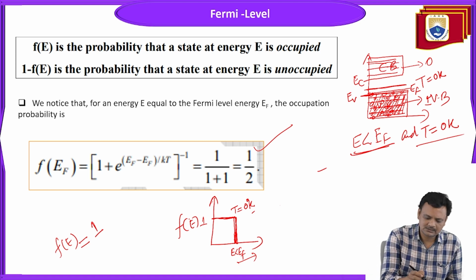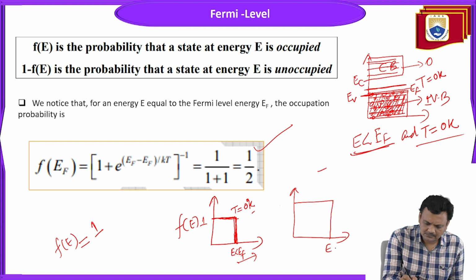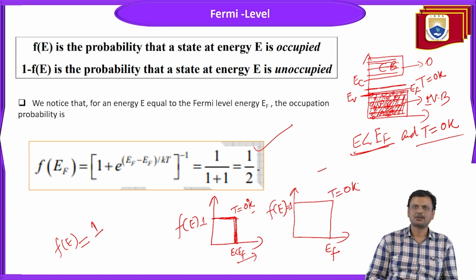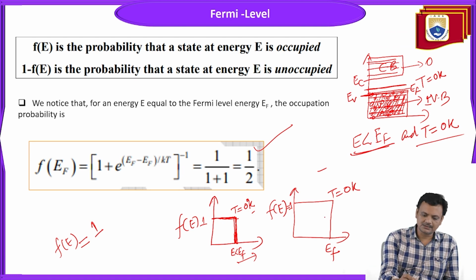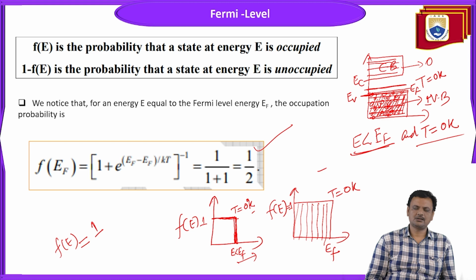So you can modify this graph in the form of EF, and F of E is equal to 1 at T equal to 0 Kelvin. So up to the EF energy level, all the energy levels will be completely filled, meaning the chance of occupancy of an electron will be 1.